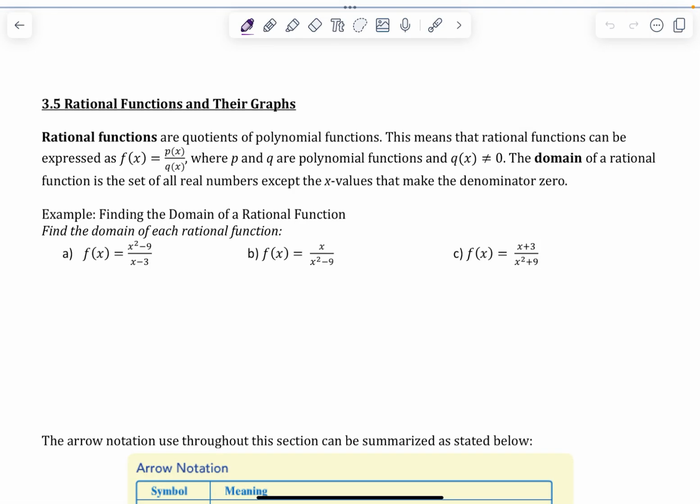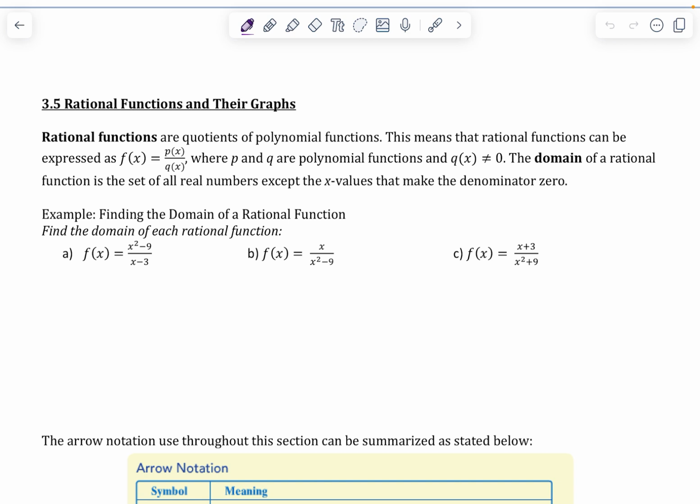All right, today we're going to talk about 3-5 rational functions and their graphs. So we're going to expand on what we talked about last class with simplifying rational expressions and finding the restrictions of a rational. So we're going to build on that.